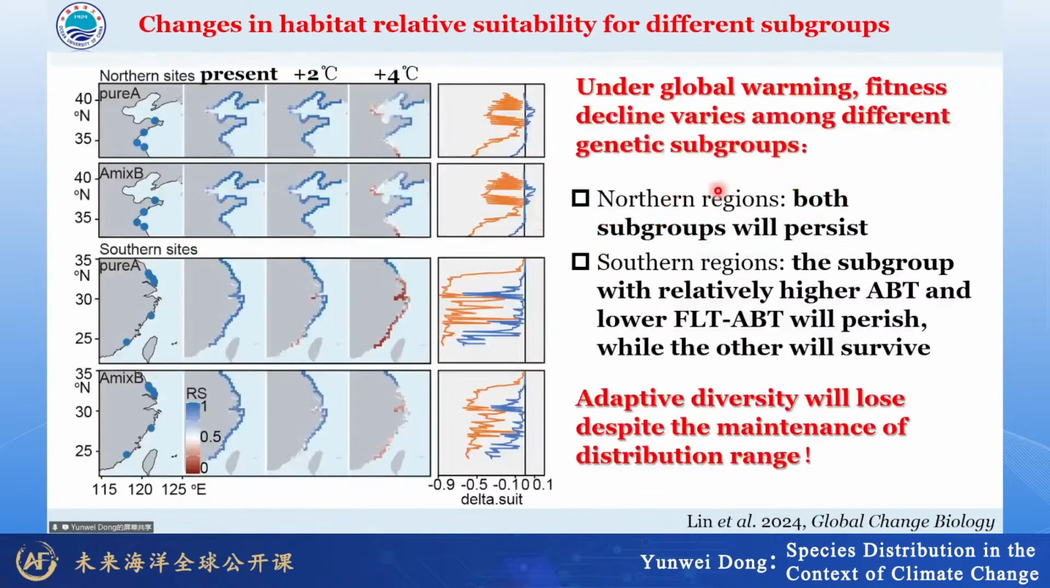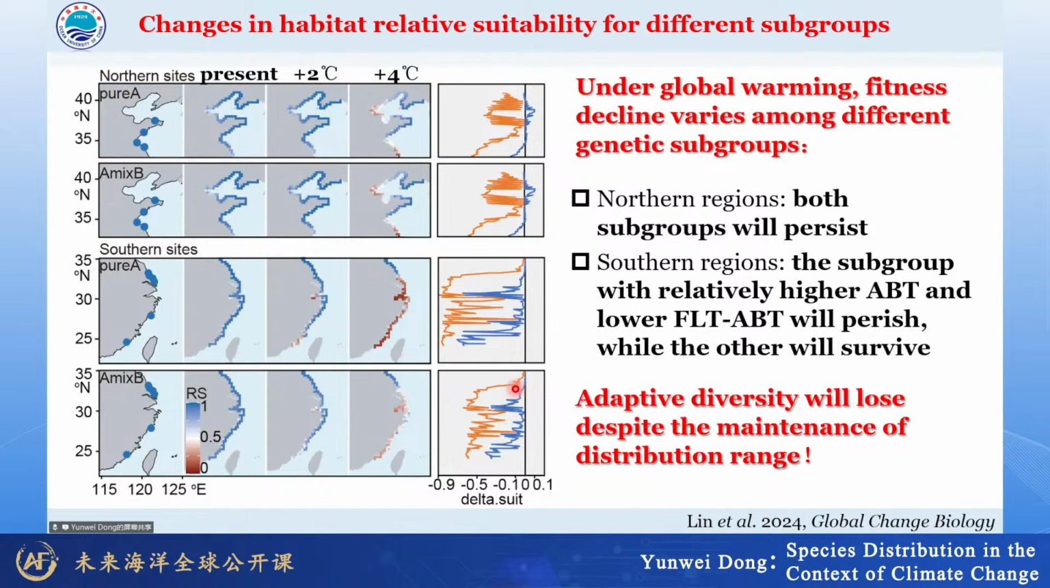If we do the simulation treating it as one species, it looks like the species can survive. But when you divide it into different genotypes, you will find some genotypes will disappear. That means that even if the species can survive climate change, some adaptive genotypes will disappear, so the genetic diversity will decrease. This is a very important finding, because species biodiversity can be maintained, but genetic diversity will be decreased.